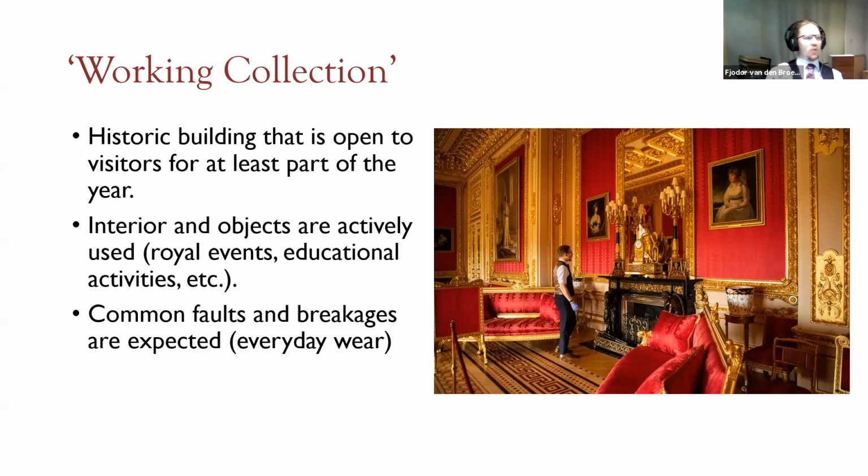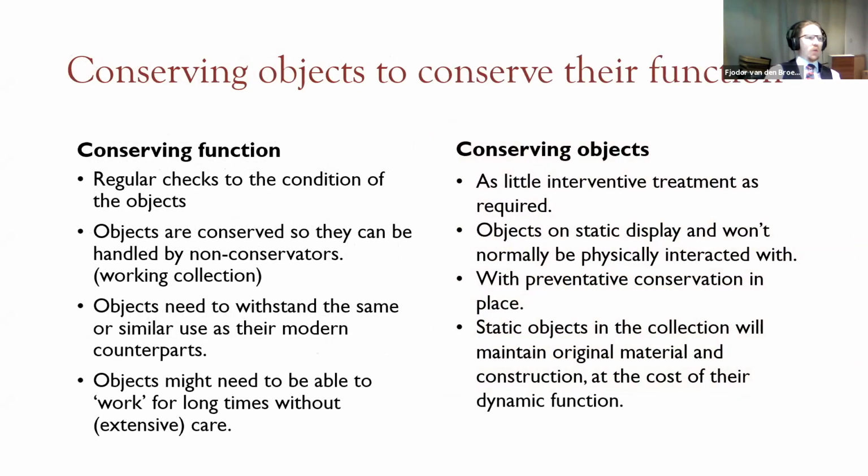And this shows the two-edged sword when talking about dynamic objects or just any object in a working collection. Do we conserve the object or do we conserve the function? Both sides of the two-edged sword require a different approach. If objects are kept in their dynamic function, regular checks will be required. And if any minor damage has occurred, the object can be serviced by a conservator before it becomes major damage. The objects will need to withstand the same daily use as their modern counterparts. And objects in a working collection will often be moved by non-conservators, but as they will be in a condition ready to be used, this should be no more of a problem than with modern objects.